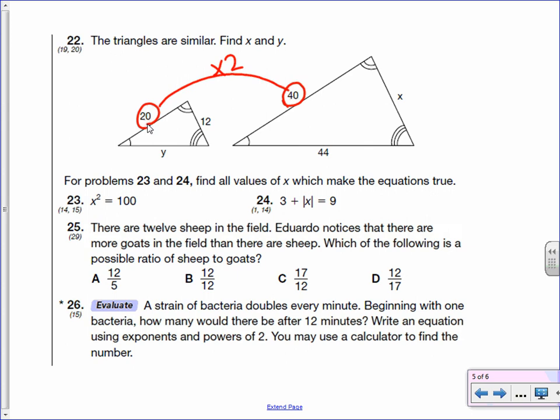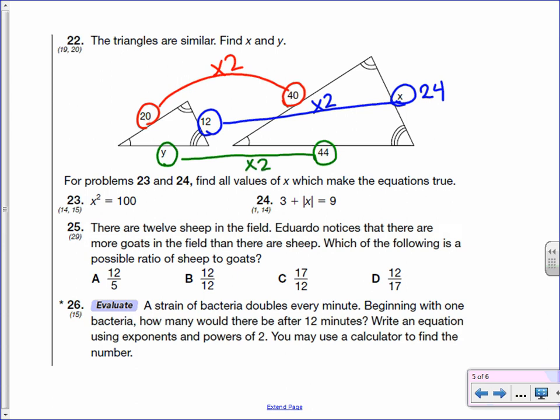So we find another set of corresponding side lengths, 12 and x. 12 times 2 has to give us x because the factor between the two is 2. 12 times 2 is 24, so x must be 24. And then another set of corresponding side lengths is 44. To go from y to get to 44, you must multiply by 2. So what number times 2 gives you 44? So y must be 22.